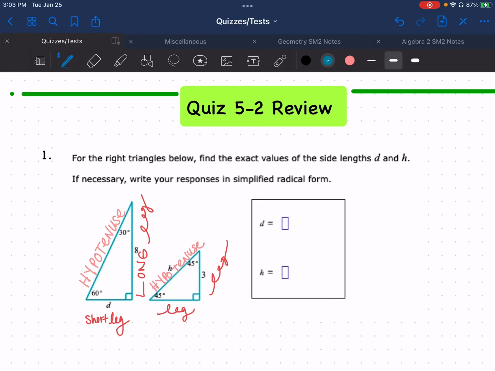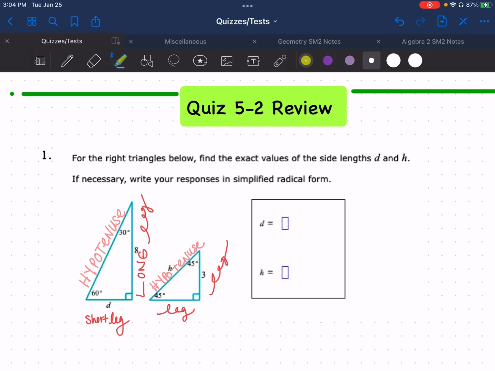Today's video is for your quiz 5.2 review. So the first question on your quiz today is going to ask you, for the right triangles below, to find the exact values of the side lengths D and H, or they might have different letters.